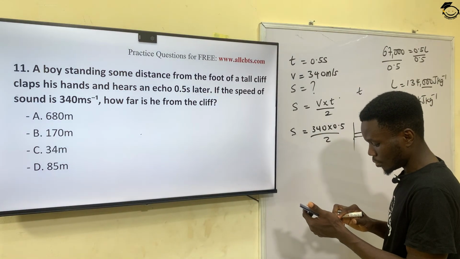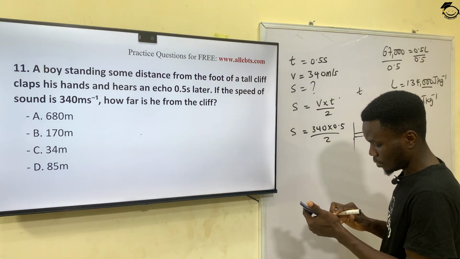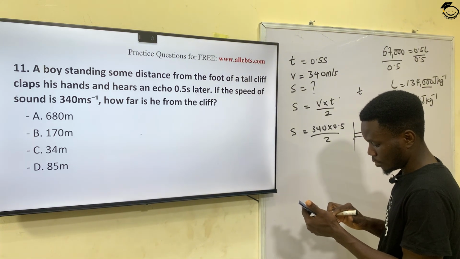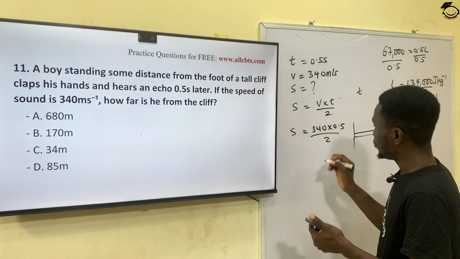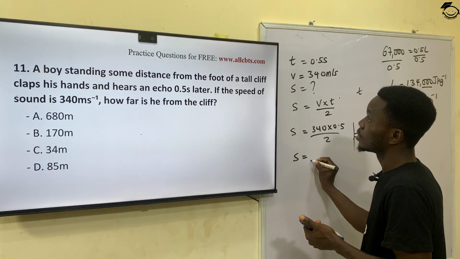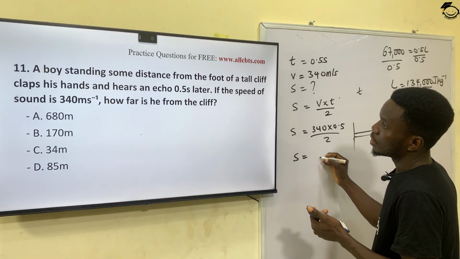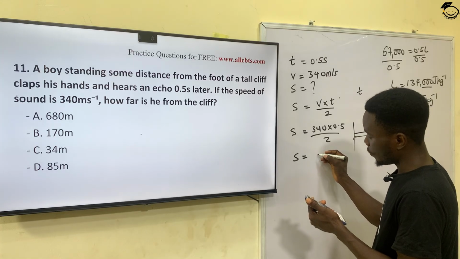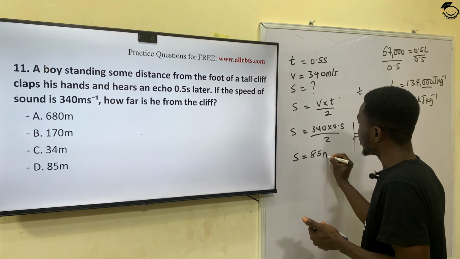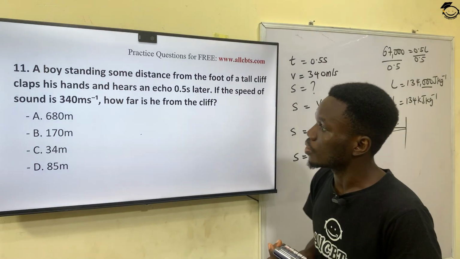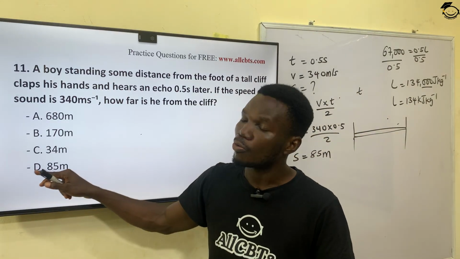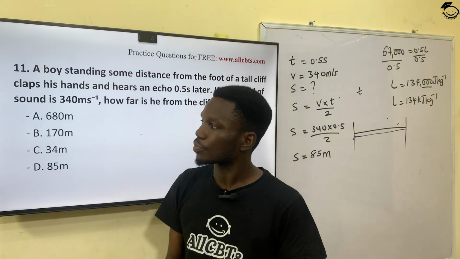So it means therefore that the distance to the cliff is 85 meters. So the correct answer to this question is 85 meters, which is option D.